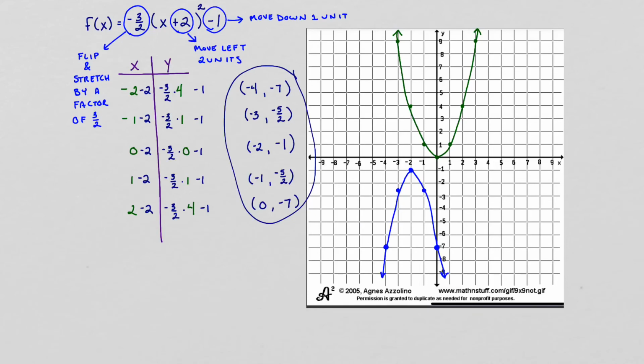And when I graph it, again, I can take notes and make sure that everything looks good. So my vertex, it did go to the left 2 units, and it did go down 1 unit. And it might be a little bit hard to see just with the naked eye, but I do see that my parabola looks a little bit thinner or a little bit more stretched than the parent function that we see in green. Also, it's flipped because, again, my lead coefficient was negative.